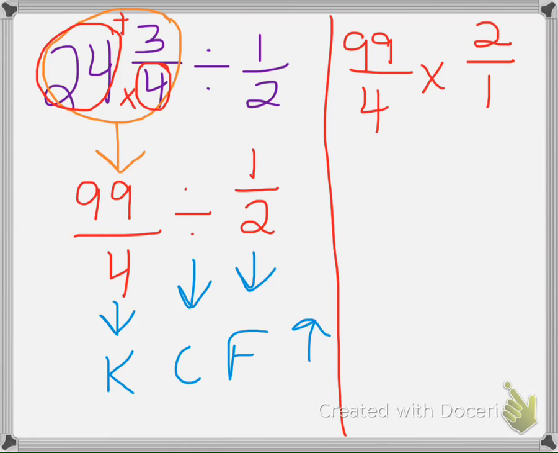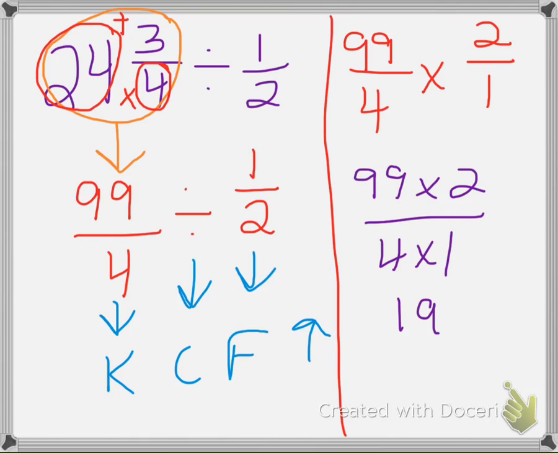Now when we multiply fractions, we multiply across. So we have 99 times 2 over 4 times 1. 99 times 2 is 198, and 1 times 4 is 4. So now we have to do 198 divided by 4, which comes out to be 49.5. When you look at your answers on the multiple choice, there it is. It's 49.5 miles per hour.